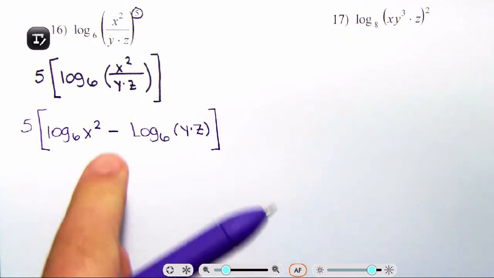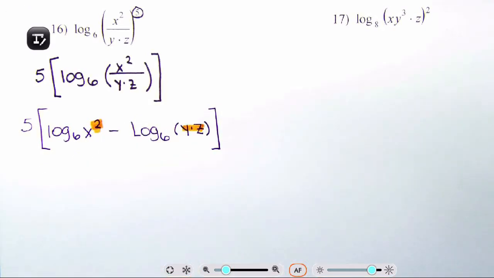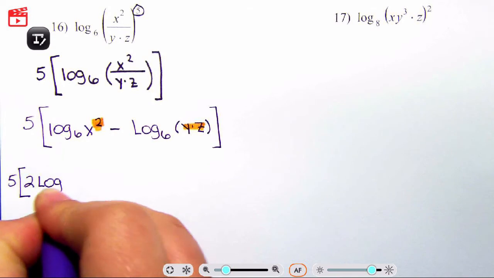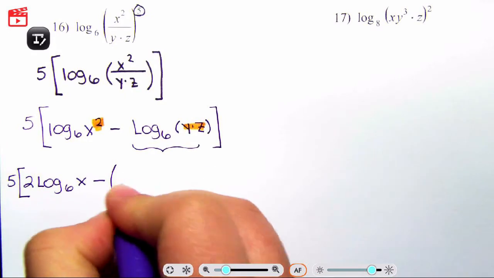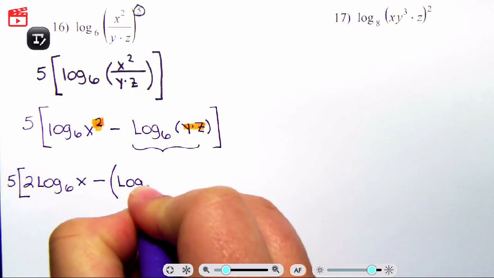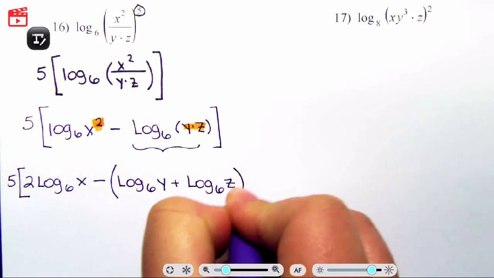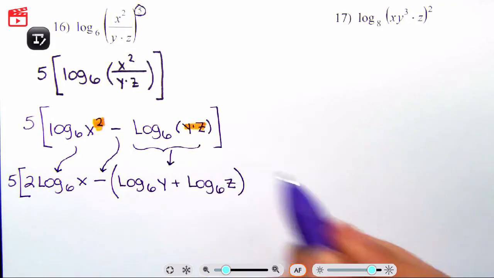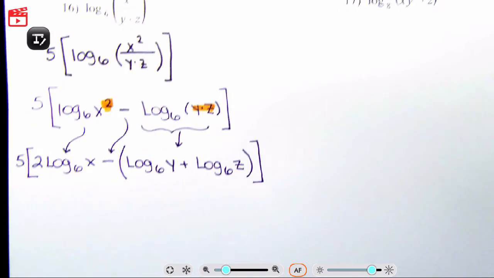This is still not done because I have an exponent here and I have multiplication. So let's deal with the exponent and let's deal with this multiplication. Again, what is our task? Our task is to expand and make it look more complicated. So I still have my 5 on the outside. I have 2 times my log base 6 of x minus, and now here we need to undo that. So now I have log base 6 of y plus log base 6 of z. We still have that minus, so we dealt with this, we have our minus, and now we dealt with our log base 6 of y times z. And all of that is still on the inside with the 5 on the outside.